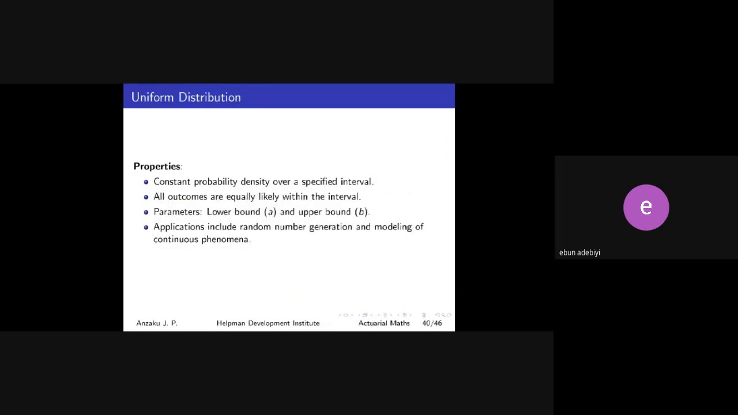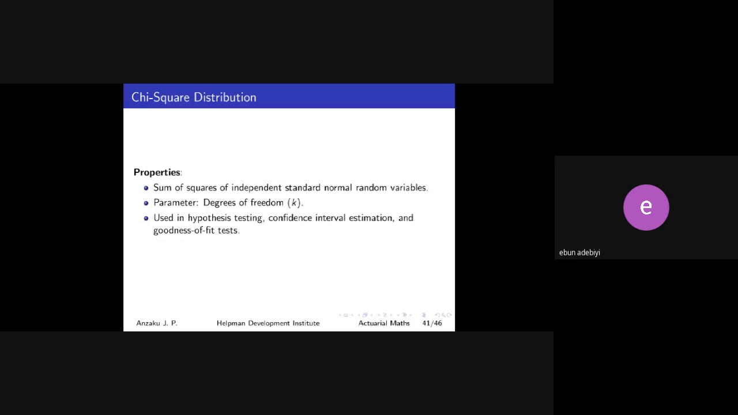For the uniform distribution, it has constant probability density over a specified interval. It usually has a specified interval A and B, just like the example we gave of claim amounts, $5,000 and $1,000. All outcomes are equally likely within that interval. The parameters are the lower bound, which is represented by A, and the upper bound, which is represented by B. It's also applied in random number generation and modeling continuous phenomena. Then the chi-square distribution is the sum of squares of independent standard normal variables. It has K as the degrees of freedom.